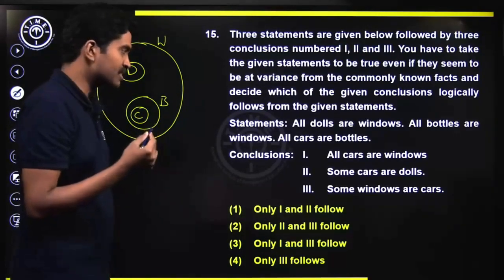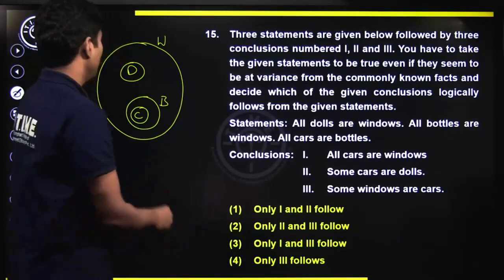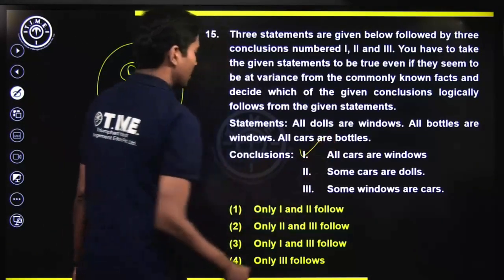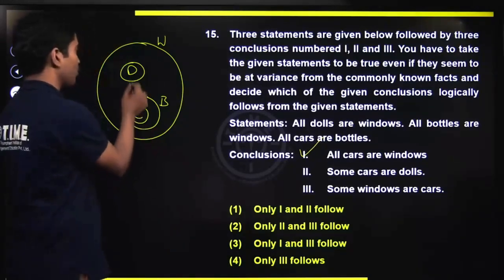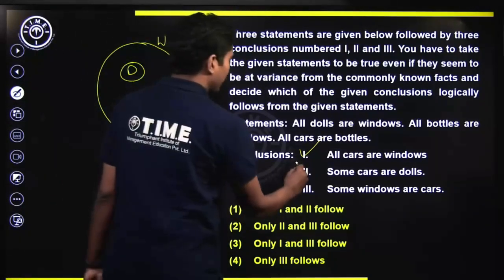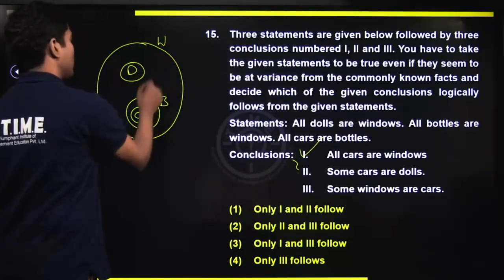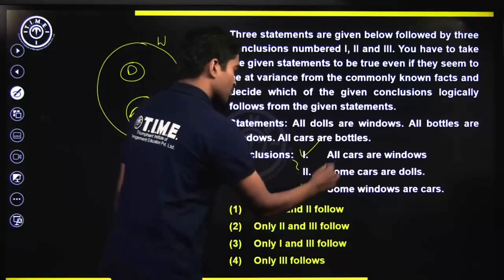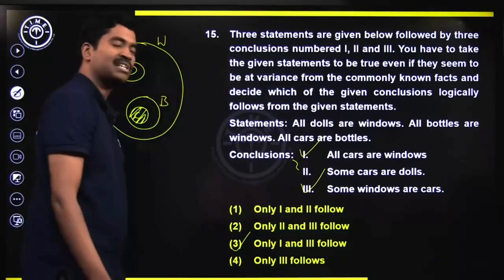Now, which of the conclusions can we draw? All cars are windows. All cars are inside bottles, which are inside windows. Yes, conclusion 1 is definitely valid. Some cars are dolls. I don't know. There could be some overlap. There might not be. I cannot actually say this. Some windows are cars. Yes, all cars are windows means this portion of the windows are also cars, right? Conclusion 1 follows and conclusion 3 follows. That would be option 3.